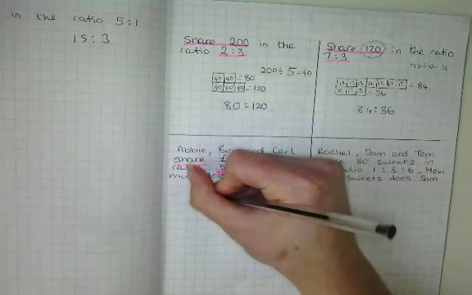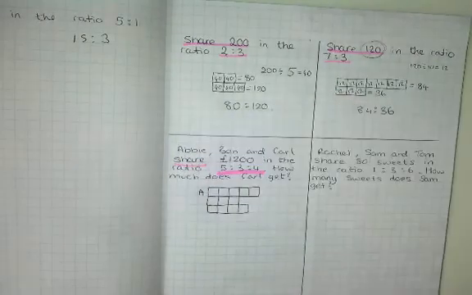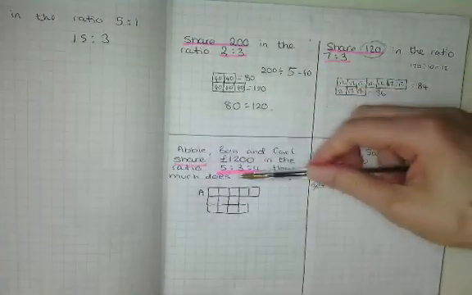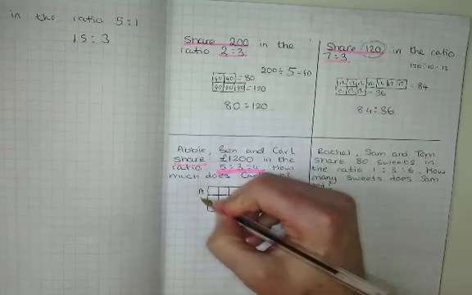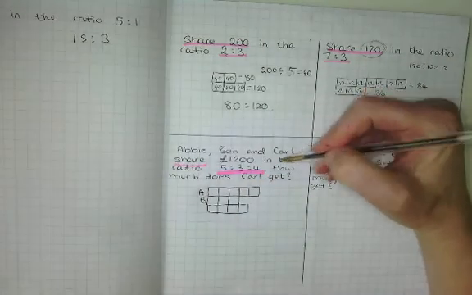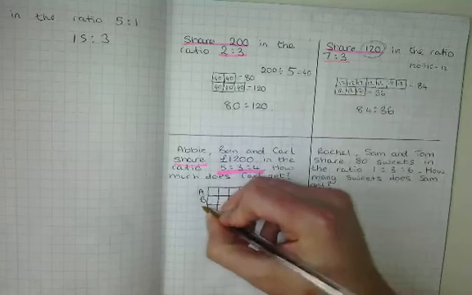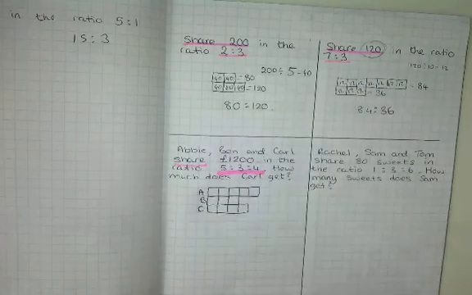Now the top row represents Abby. I'm just going to put A there, I'm just going to label it, and that's because Abby is the first name. The second name is Ben, so the 3 boxes represent Ben's share. And finally, Carl has 4 boxes, so I'm going to put a C here to represent Carl.